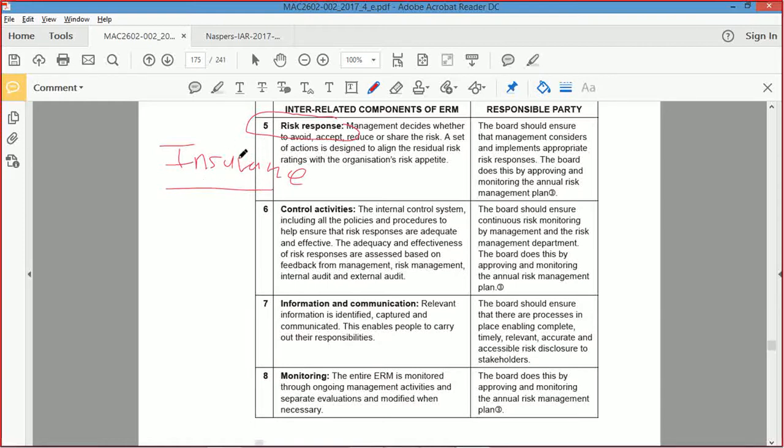Then you've got the risk response, the control activities, the information and communication, and the monitoring. All of those are interrelated. The one affects the other. So, risk response.